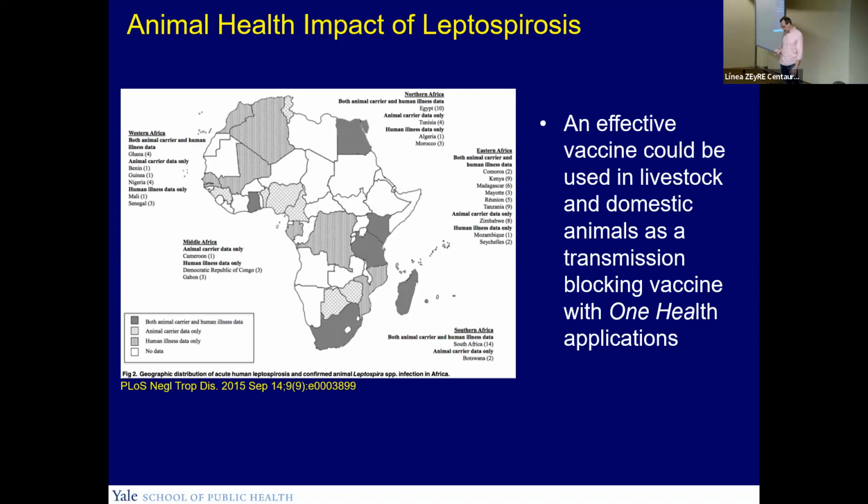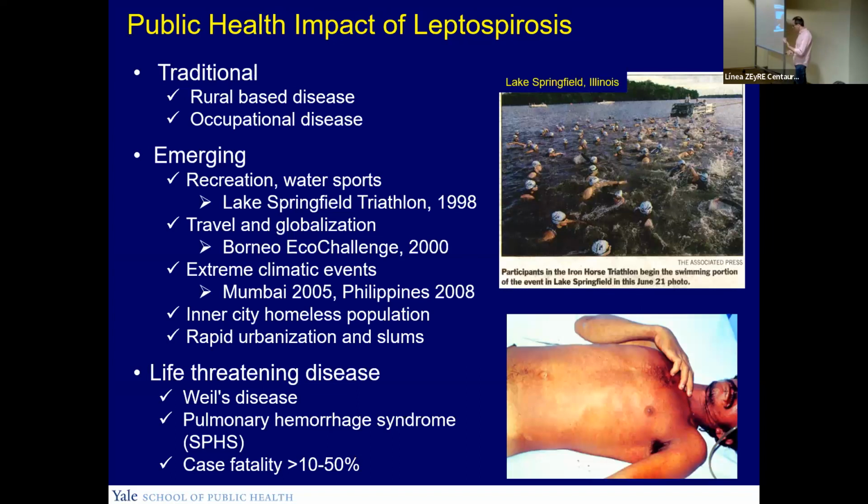One Health, and this is just a hint for you, because I'm going to talk more about vaccines tomorrow. Of course, the public health impact of leptospirosis is also major. Traditionally it was a rural disease affecting people in contact with animals, either wild or livestock. But it becomes a globalization issue too, affecting veterinarians, people working in slaughterhouses, and there are very famous cases of infection in sewer workers in Paris.